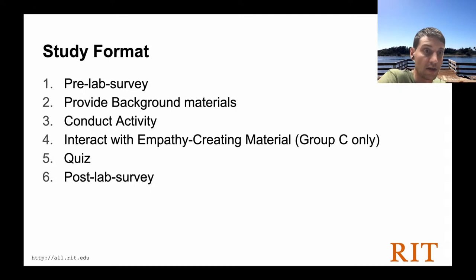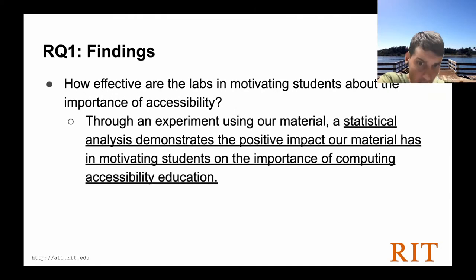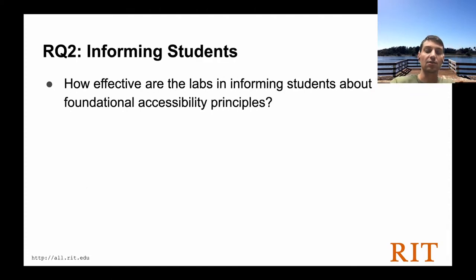The study design we used was a pre-lab survey. Students went through and conducted the activity. Group C used the interactive empathy creating material, and they concluded with a quiz and a post-lab survey. So the first research question: how effective are the labs in motivating students about the importance of accessibility? We found that a statistical analysis demonstrated a positive impact that our labs had in motivating students about the importance of computing accessibility education. And we felt like this is very important because really the first step to getting folks to create accessible software is to make them motivated about creating accessible software, to show the need to create accessible software.